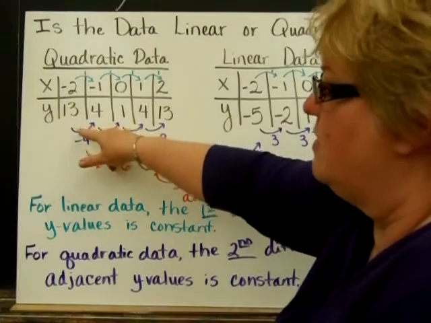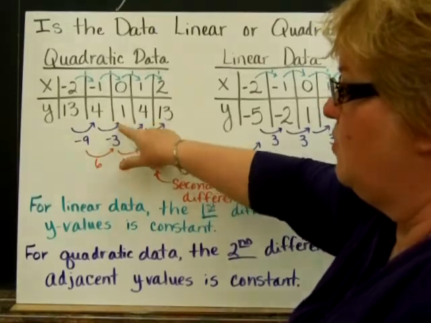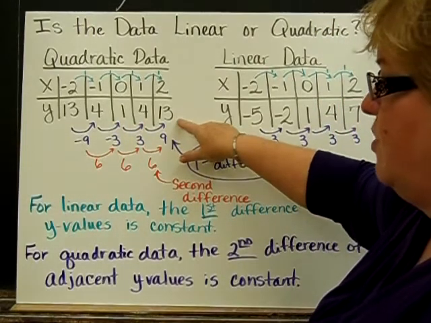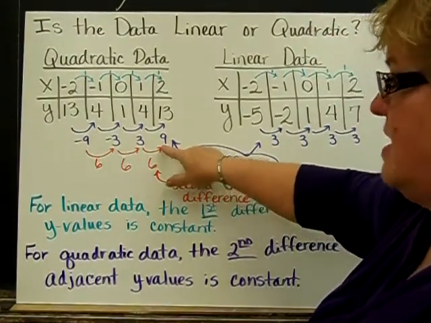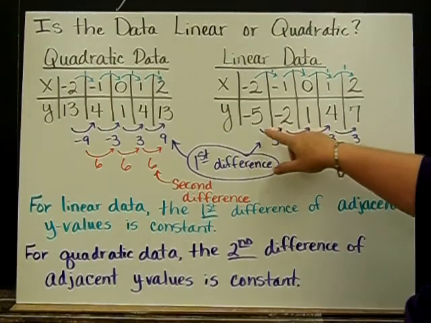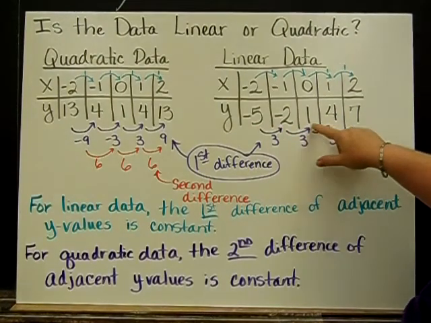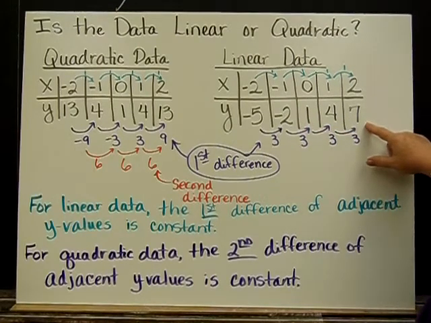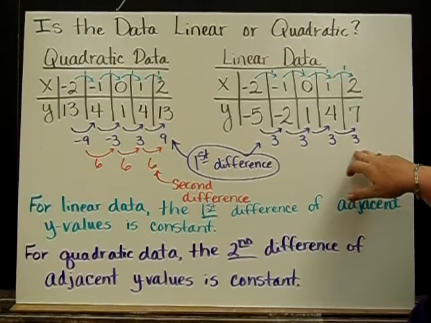On this one, we notice that to go from 13 to 4 is a negative 9, 4 to 1 is a negative 3, 1 to 4 is plus 3, and 4 to 13 is 9. Notice these numbers are not the same. On our linear data, to go from negative 5 to negative 2, we add 3. We add 3 to go to 1, and we add 3 to go to 4, and we add 3 to go to 7. Notice these are all the same numbers.